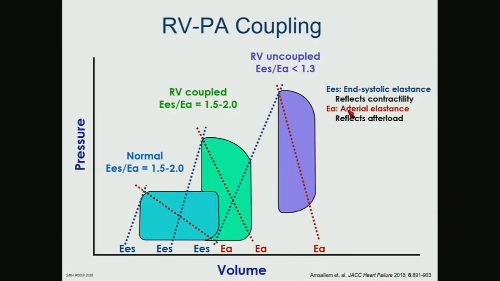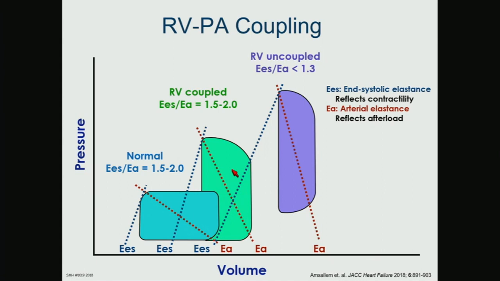So here's an example of right ventricular pulmonary artery coupling. And for the moment, we're going to talk about the ratio between these two numbers. This is EES, end systolic elastance. That's this line. That's a measure of contractility. And EA is arterial elastance, and that's a measure of afterload. So here we are normal. End systolic elastance over here is greater than arterial elastance, and we have a decent stroke volume.